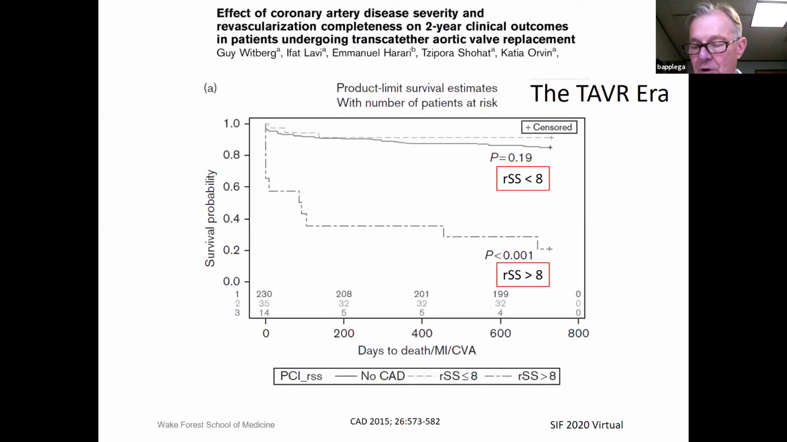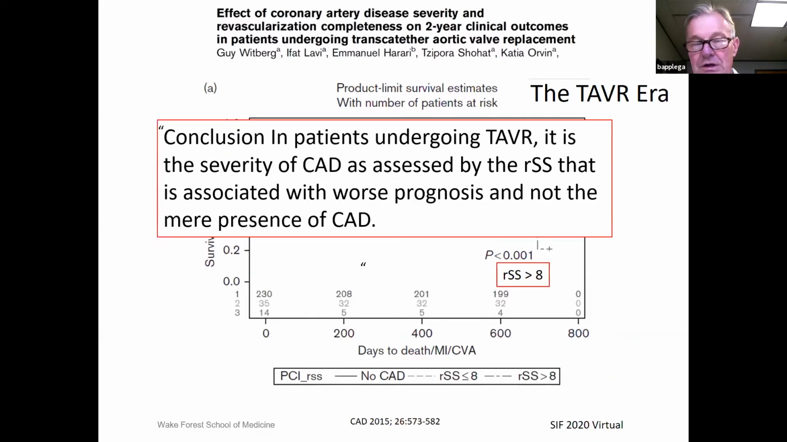As we moved into the TAVR era, reports emerged assessing the influence of CAD and revascularization in patients undergoing TAVR. Shown here is a single center experience from Israel looking at the residual SYNTAX score on outcomes in patients undergoing TAVR. These authors concluded that in patients undergoing TAVR, it is the severity of coronary artery disease as assessed by the residual SYNTAX score that is associated with worse prognosis and not the mere presence of CAD.